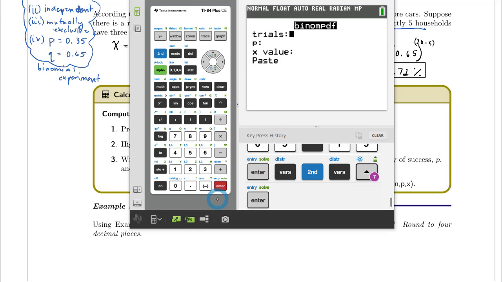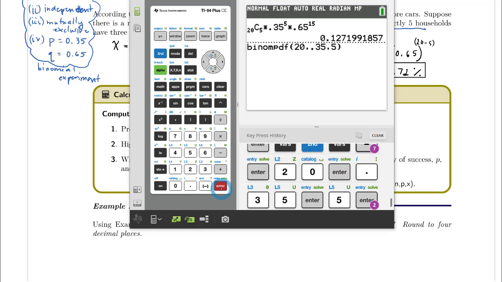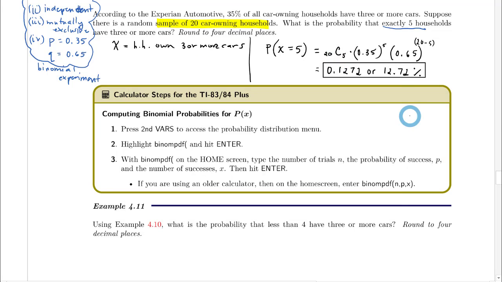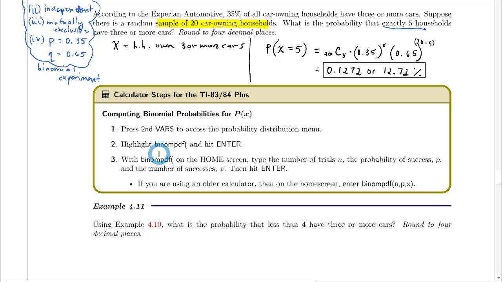Hit enter. It's going to ask for your number of trials, which we know is 20. The probability of success, which is 0.35. And we want to know exactly 5. And paste, and hit enter. And notice these two are the same. So if you want to use the calculator with the binom PDF function, you need to know n, p, x.